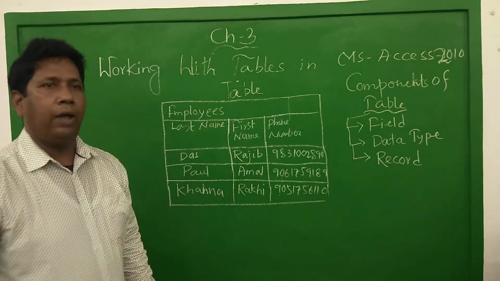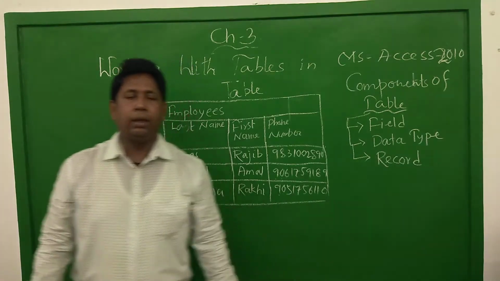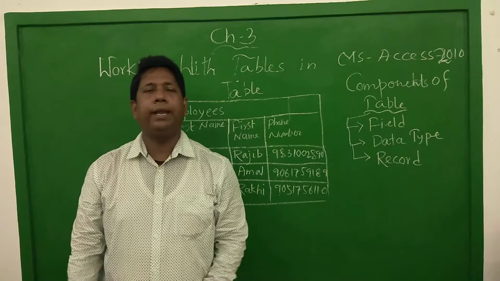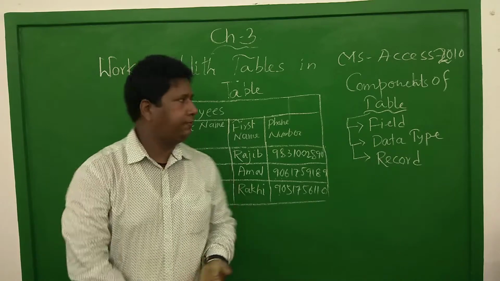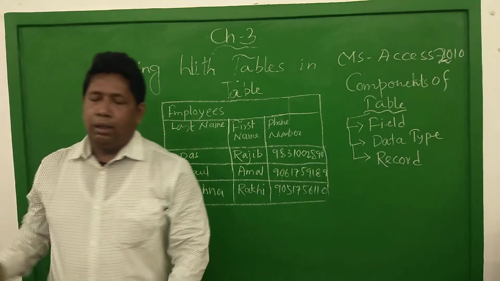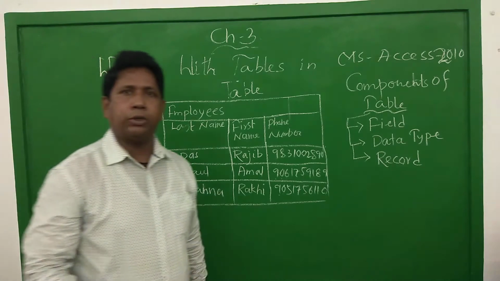Last day I discussed MS Access. Today I am going to discuss MS Access: how to create a table, what is a table, what is a field, what is a data type, and what is a record. Basically, what is a table? You know very well, a table is a set of rows and columns.